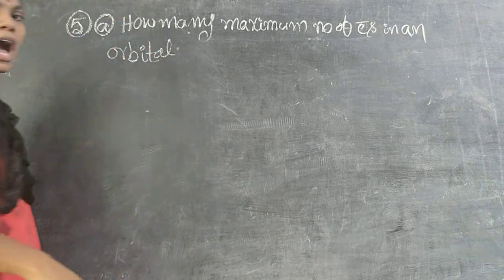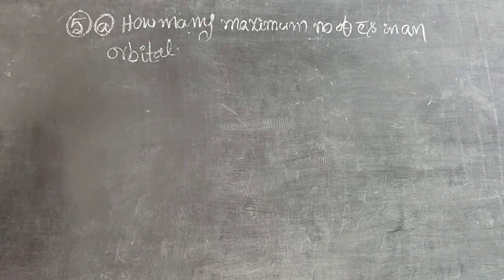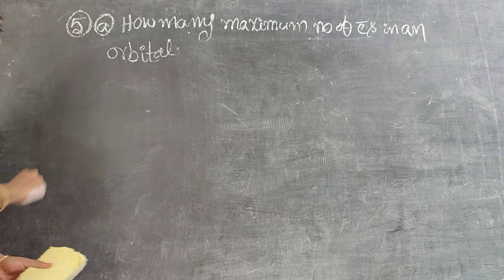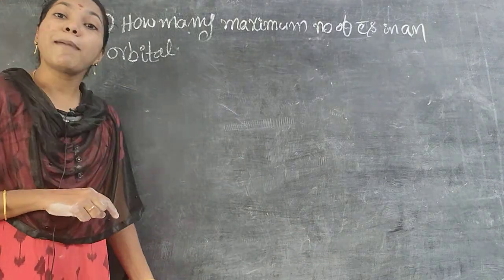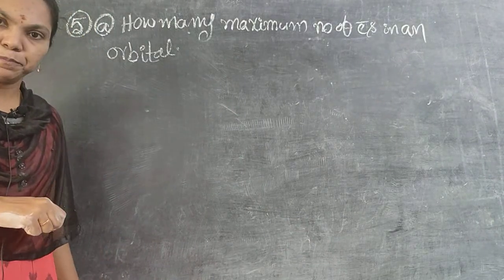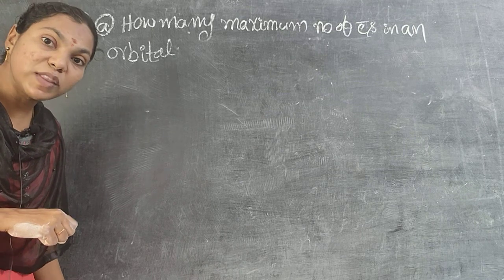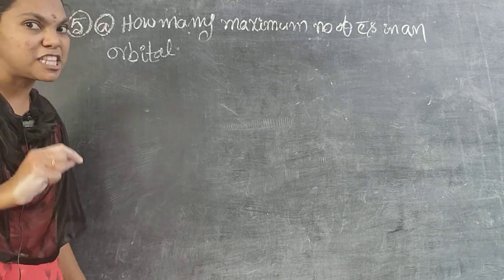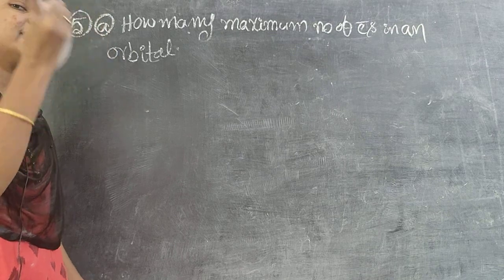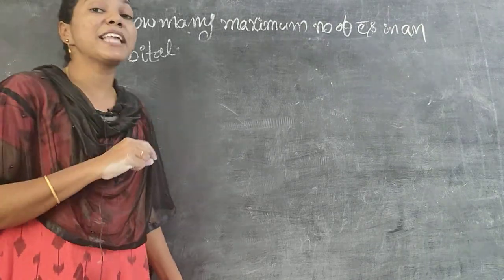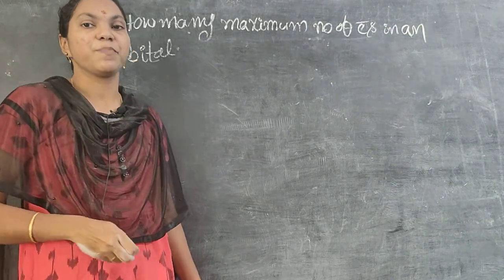Yes. How many maximum number of electrons in an orbital? This question is also related to the Pauli's exclusion principle. This question is indirectly asked: an orbital can hold only 2 electrons.